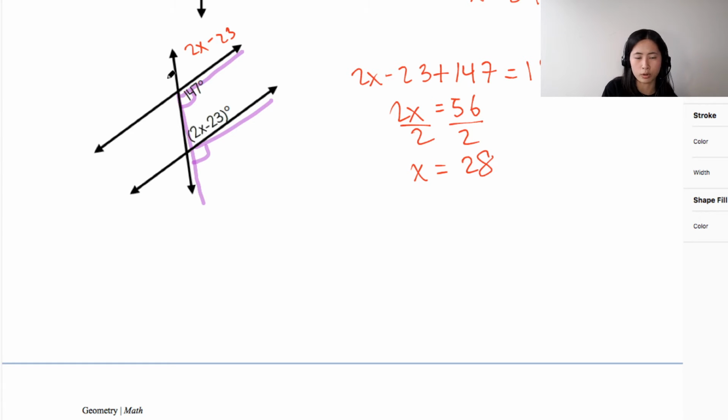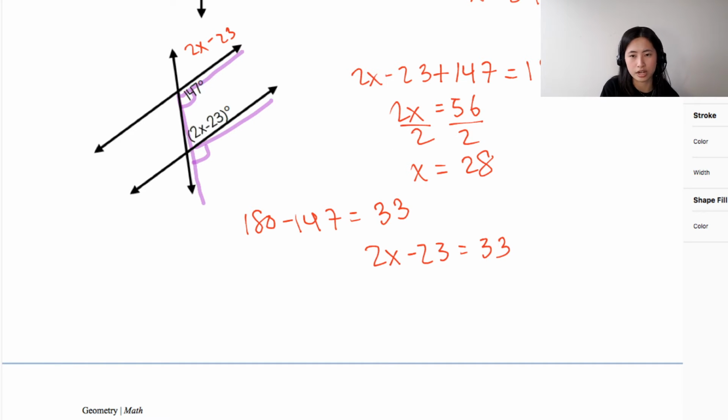The second option you can use to solve for x is because you know that this is a whole number, which is 147, and you don't have any variable to begin with. That's why you can just take 180 minus 147. So if you have 180 minus 147, that's equal to 33. And once you know that this is equal to 33, there's only two angles forming a straight angle, therefore you have 2x minus 23, which is equal to 33.